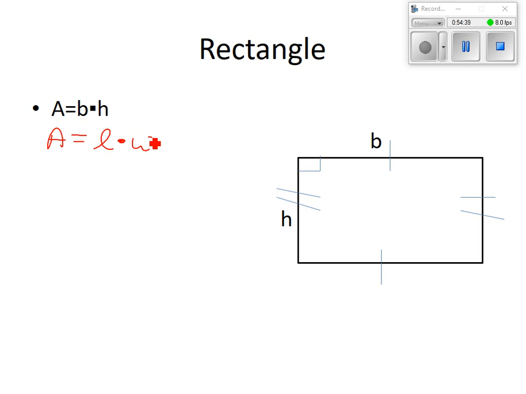Should have put these in a better order. That should have probably been one of the first ones. Rectangle or? Does it say or? One times width. So that's the length times width. Under rectangle, you put length times width.